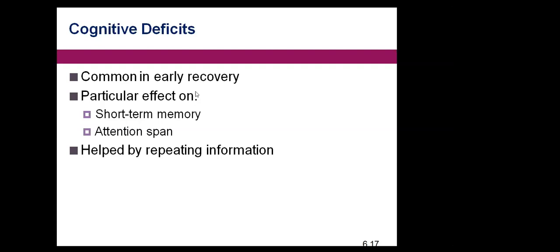And sometimes the side effects of even the medication used to treat some of those co-occurring disorders can actually interfere with their cognition. So you have to understand this, and the particular effect on short-term memory and attention span.